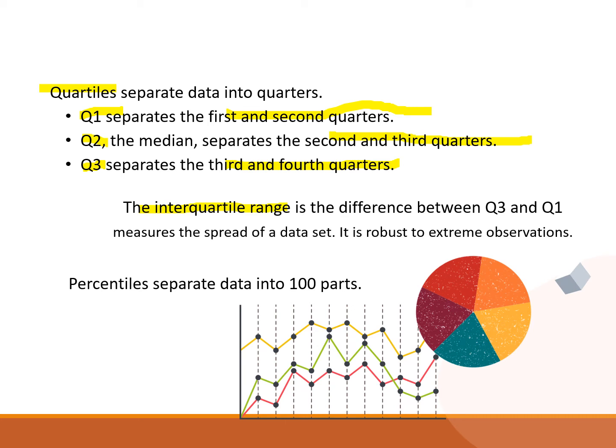Then we also have the term interquartile range. We can compute the interquartile range by getting the difference between your quartile 3 value and your quartile 1 value. The main use of the interquartile range is also as a measurement of the spread of your data, but it is robust to extreme observations, or it can easily be affected if you have extreme values or outlier values.